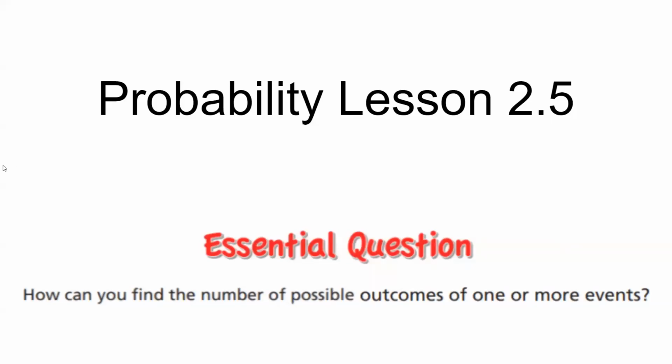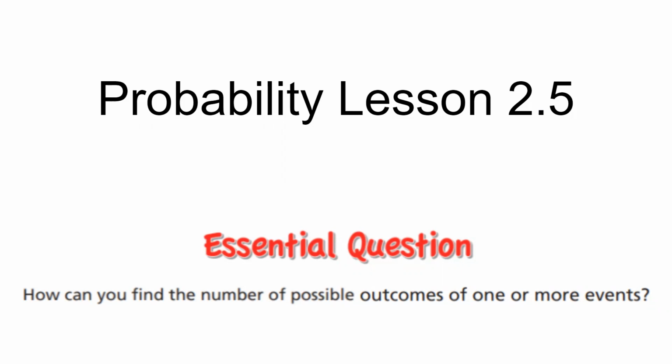Hey everybody, so we are doing lesson 2.5. So yesterday we were talking about probability. We really went into the fundamental counting principle, which tells us if we have two different events, we're gonna look at the number of outcomes each of those have, and we're gonna just multiply them together to figure out the number of possible outcomes there are.